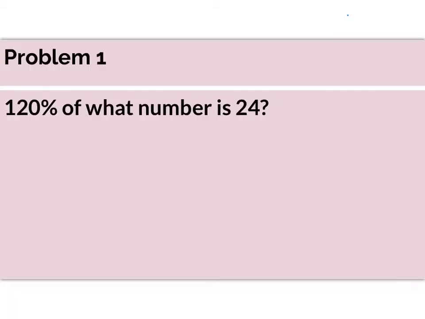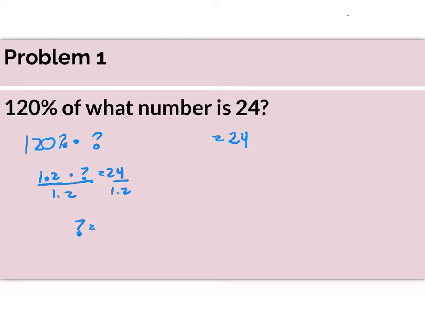All right, 120% times what number equals 24. Turning this into a decimal, you get 1.2 times question mark equals 24. Divide both sides by 1.2 to get rid of the multiplication. And then the question mark equals 24 divided by 1.2. Well, 24 divided by 12 is 2. If we move the decimal over, we know we have to move the decimal over and we get 20.